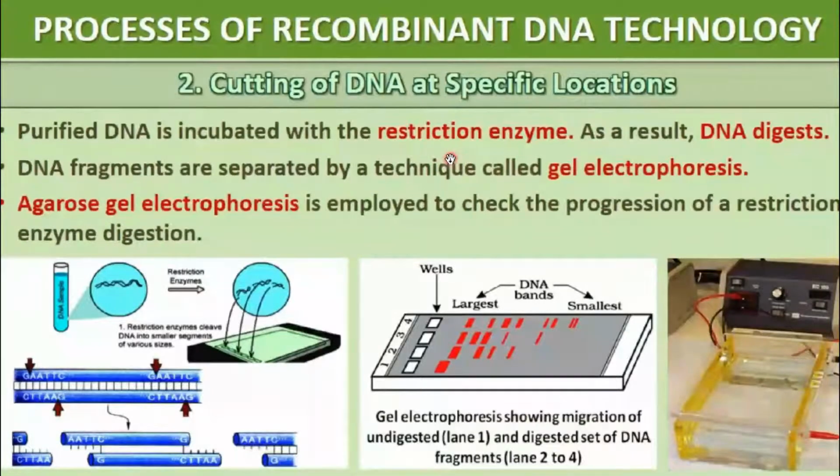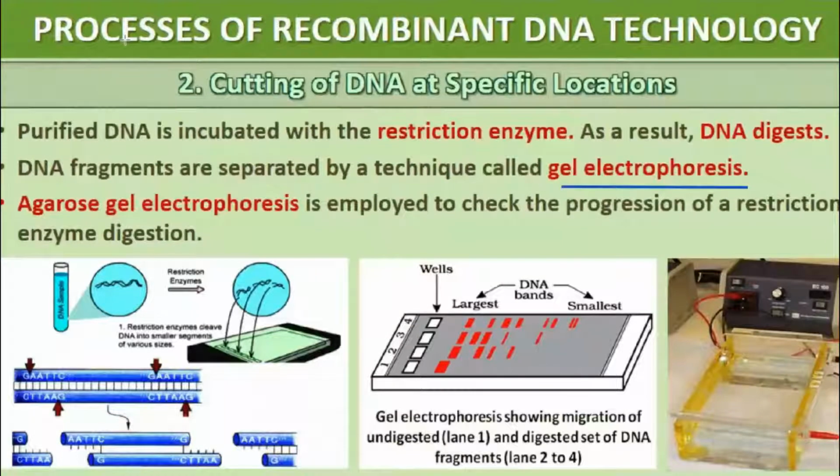We have studied this when we studied about the tools of recombinant DNA technology. Restriction endonuclease enzyme is used to cut at specific places. So DNA fragments are separated by a technique called gel electrophoresis. The technique is known as gel electrophoresis. DNA fragments are separated by using gel electrophoresis. So this is that technique, gel electrophoresis, showing migration of undigested and digested set of DNA fragments.